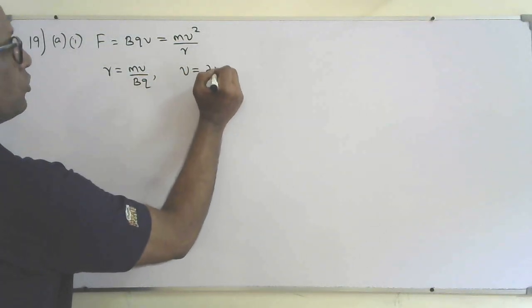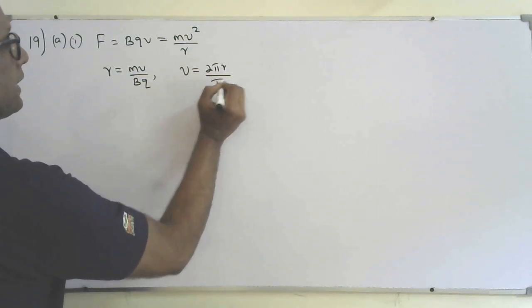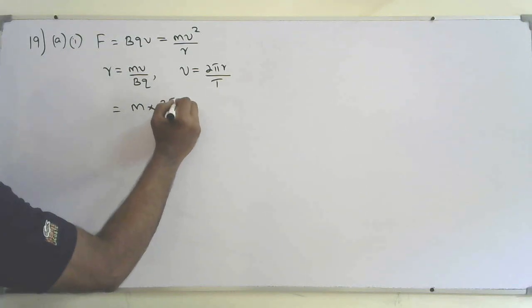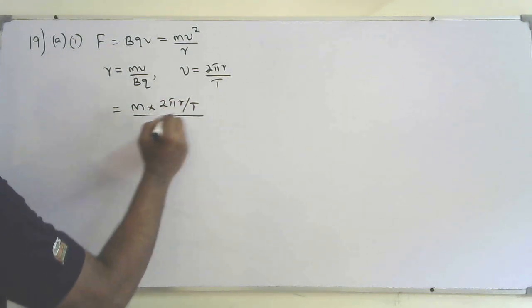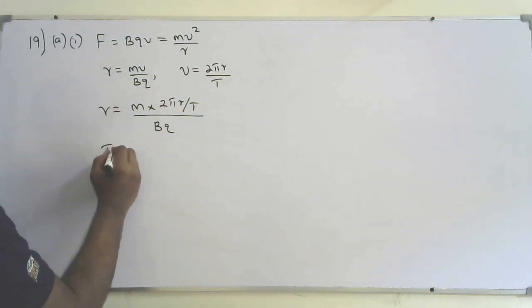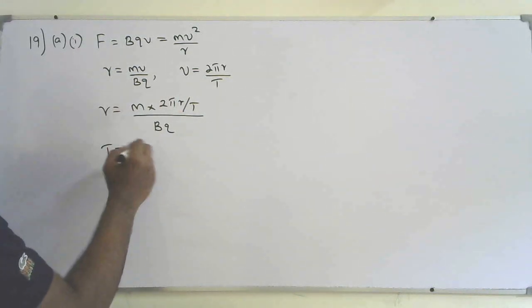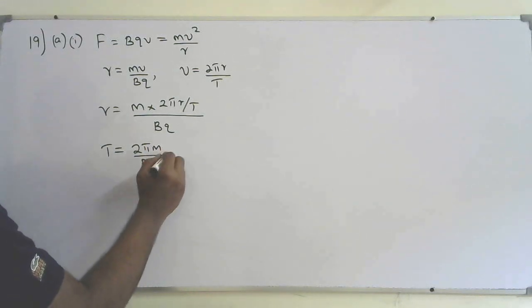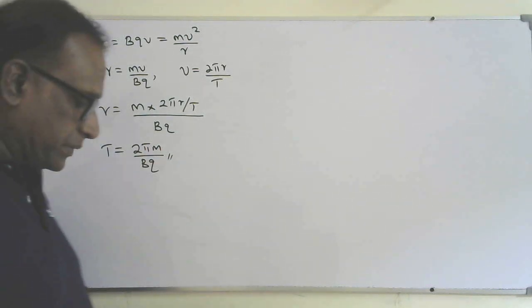It's moving on a circular path, so at constant angular speed. So V equal to 2 pi R over time taken T. Substitute here m times 2 pi R over T over BQ, that is R. R and R will get cancelled. Make T the subject. You will get T equal 2 pi m over BQ. That's the answer, first part.